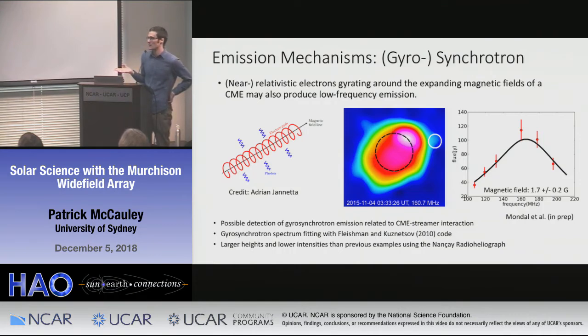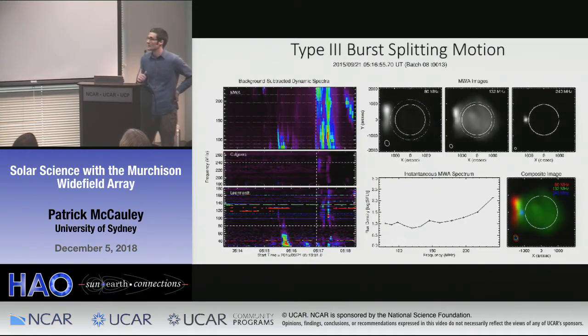So it's a powerful diagnostic of the magnetic field if you can detect it. An interesting thing about it, though, is in all of the radio examples where they think that they're detecting gyrosynchrotron emission, it's not clear, again, how you've accelerated electrons, why you have this population of very fast-moving electrons. And so that's interesting.